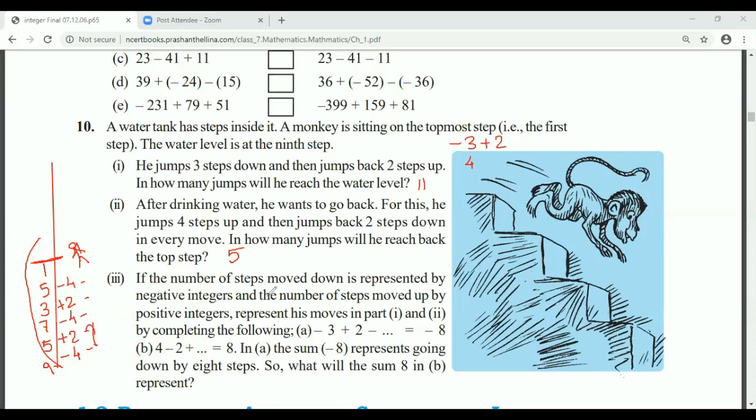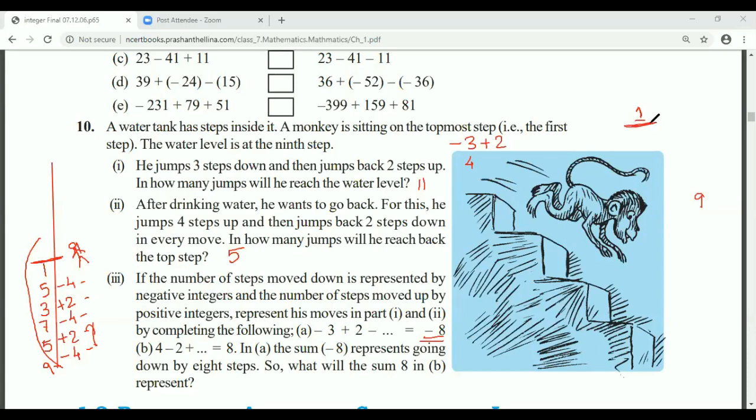Why it is asked so is that here, if you are representing in this manner, steps moved down are represented by a negative integer and steps moved up by a positive integer. Represent his moves in parts 1 and 2 and complete the following. That means 3 steps down by -3 and 2 steps up by +2. Then you should get the answer -8. Why this -8? Because he is sitting on the first step and he wants to arrive at the ninth step.